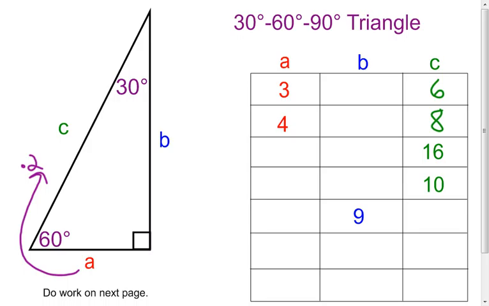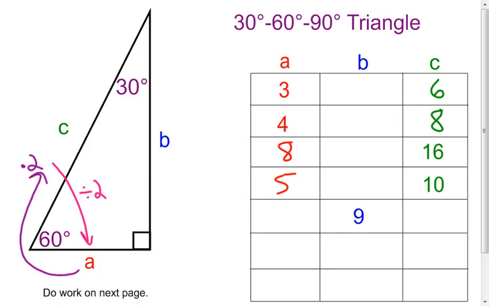Well then, go the other way. If you know the hypotenuse, and you're going to get back to the short leg, you need to divide by 2. Which leads me to my next one. In this case, I know that the hypotenuse is 16. That's going to put me at 8 here. If the hypotenuse is 10, like the next one, it's going to put me at 5 for the short leg.